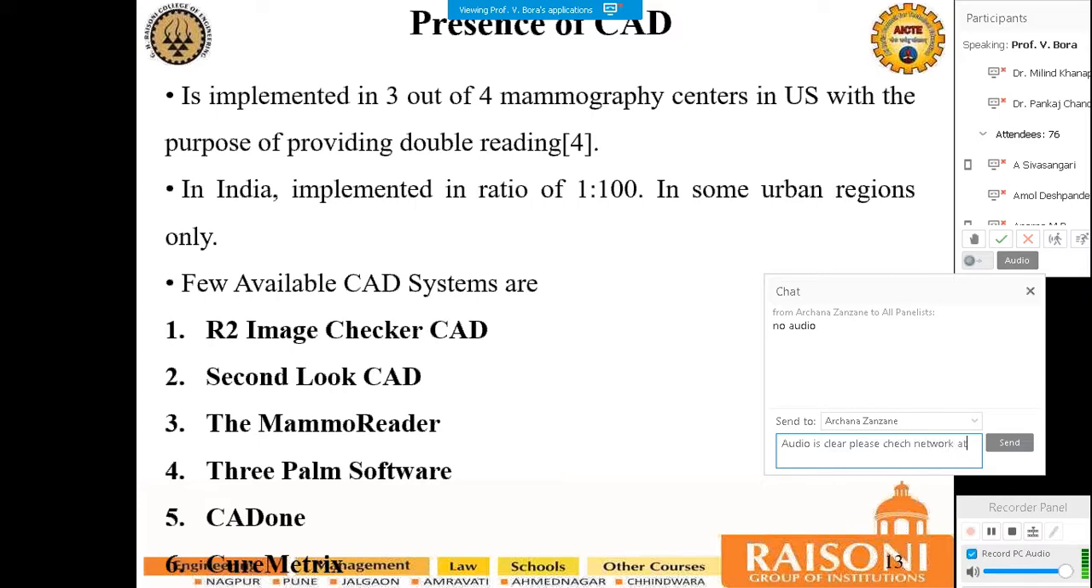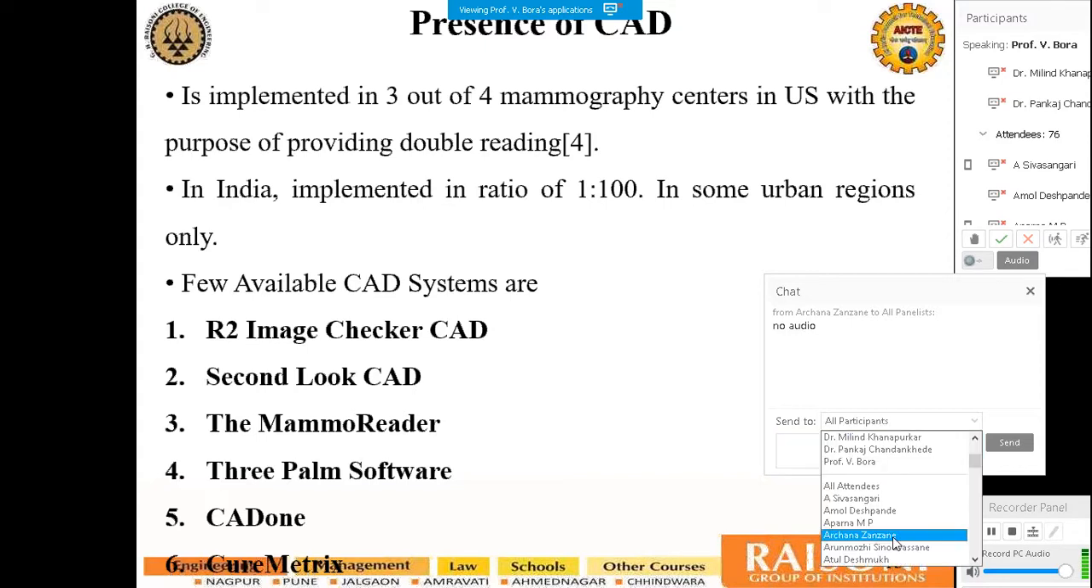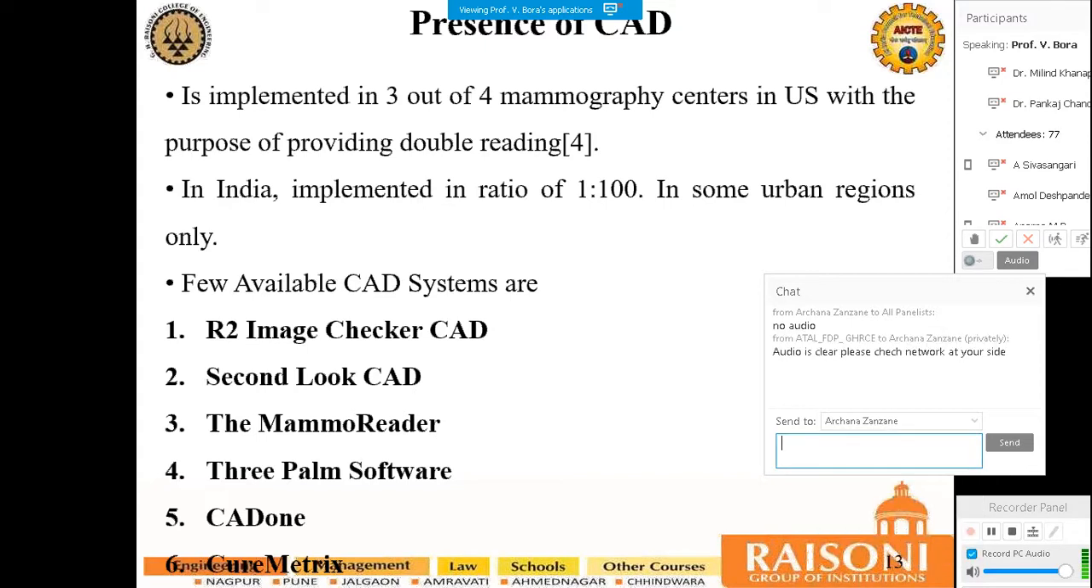These are the available CAD systems which are used in Europe and the USA. Few of them are FDA approved, but few of them have CE marking, so they can be used in other regions of Europe. The CE standard is there.